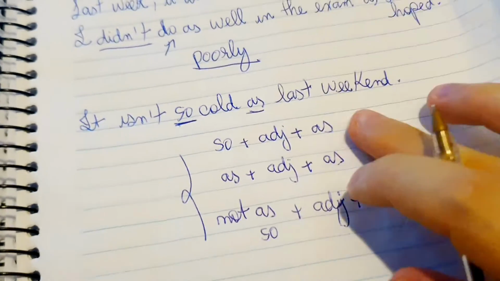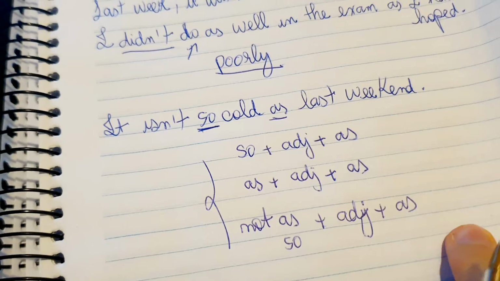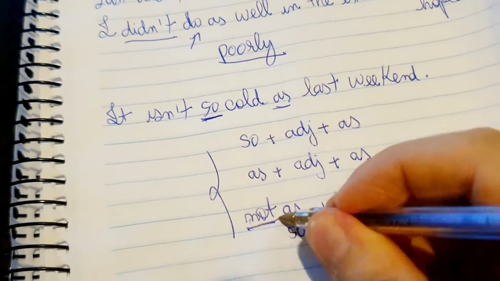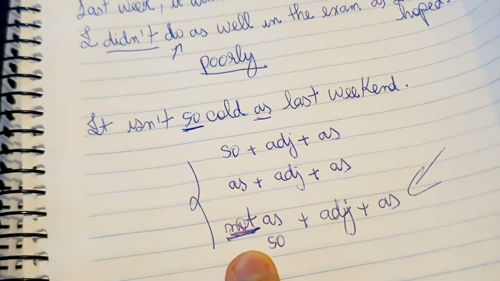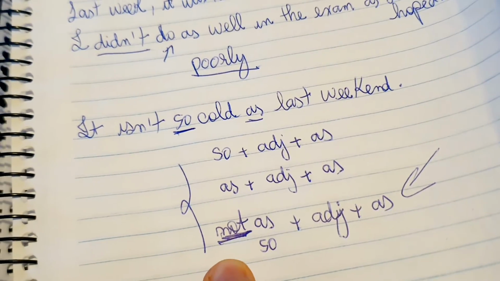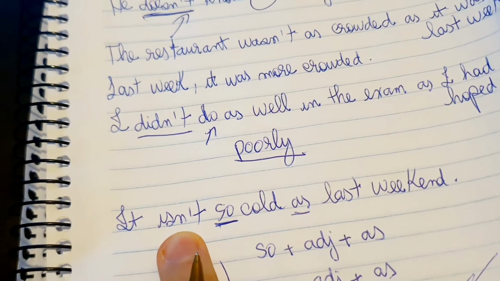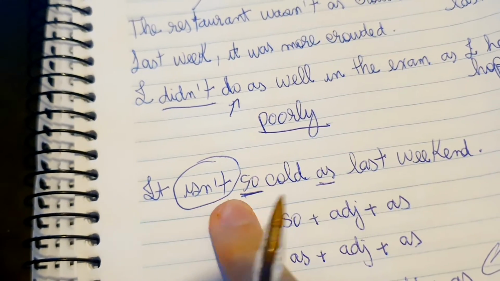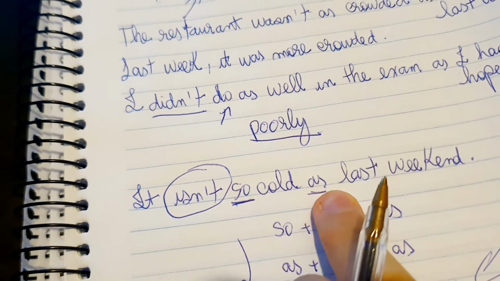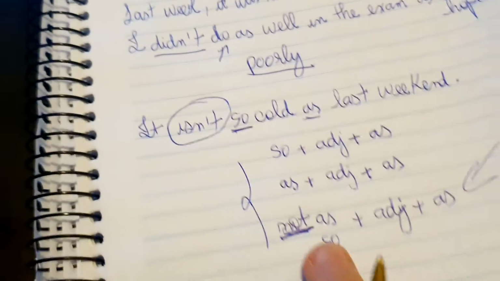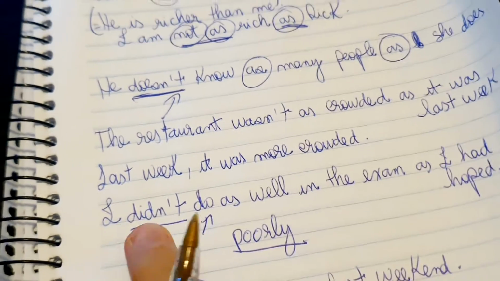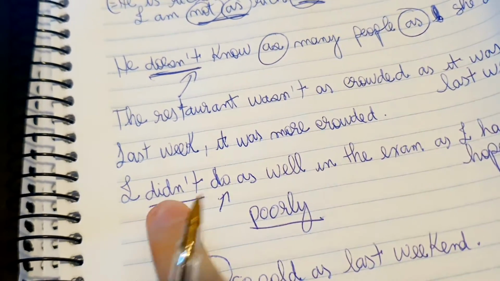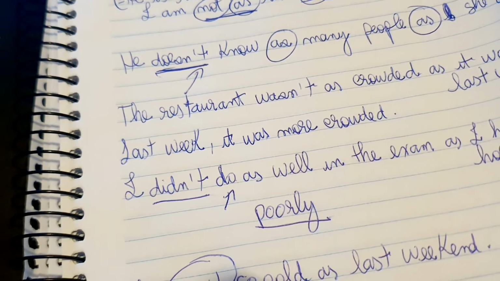So it's possible to use these combinations, remembering that when I say not here, it may imply that the verb is in the negative. For example, here, it isn't as cold or it isn't so cold, right? Negative plus so, or negative plus as. And here we have another example. I didn't do as well. So didn't is a verb in the negative, okay? All right.